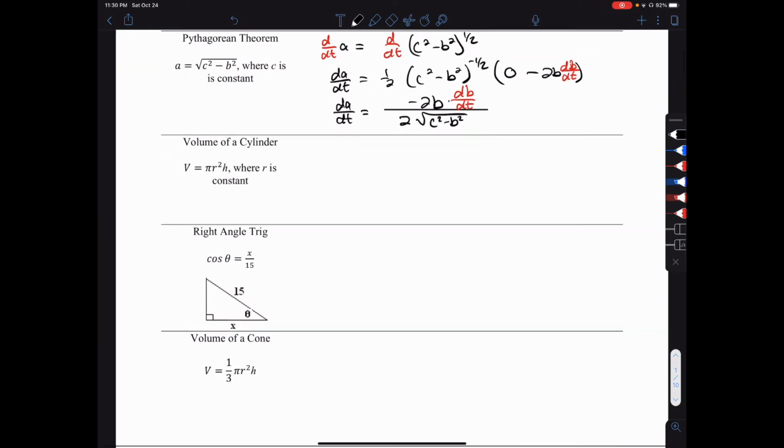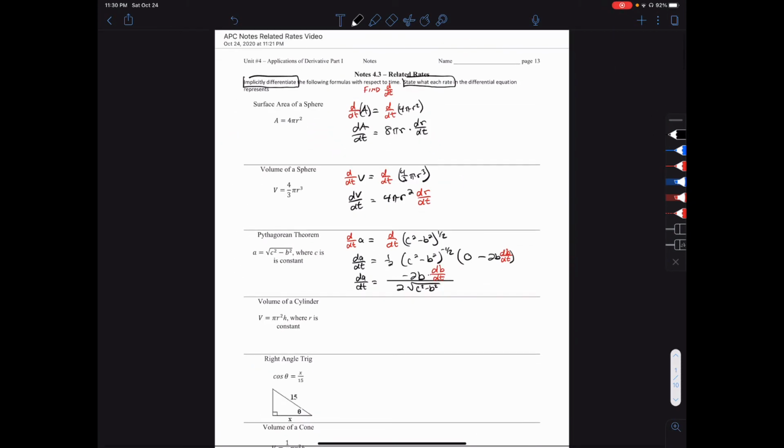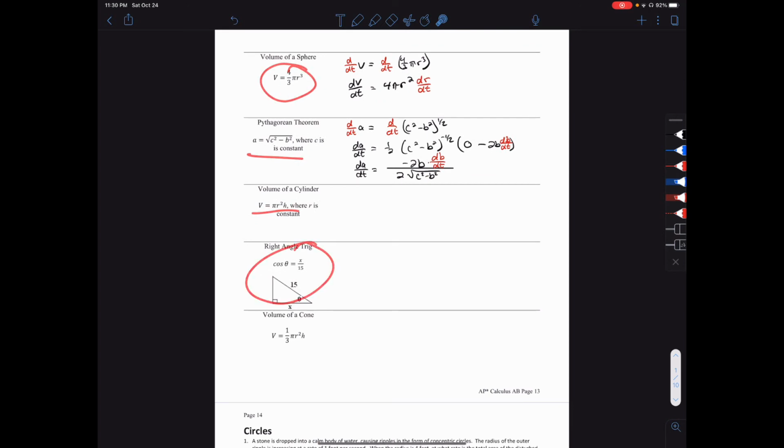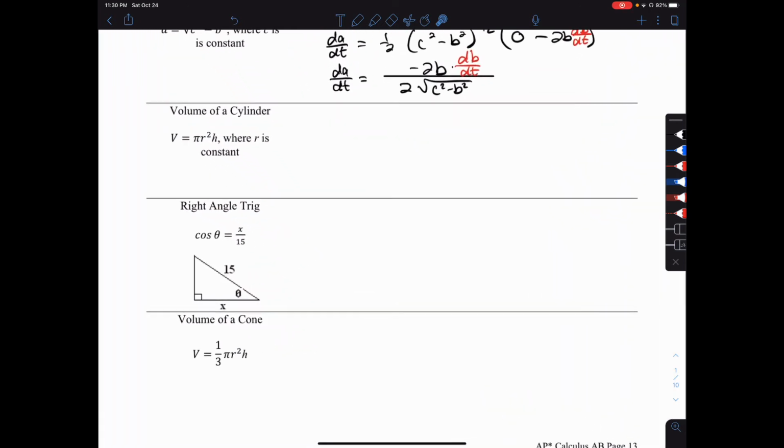The other part of this is just to remind you of some of these formulas, like surface area of a sphere, volume of a sphere, Pythagorean theorem, volume of a cylinder, right angle trig, volume of a cone. A lot of those will be given to you on the AP Calculus test, but it would be nice for you to know those things.